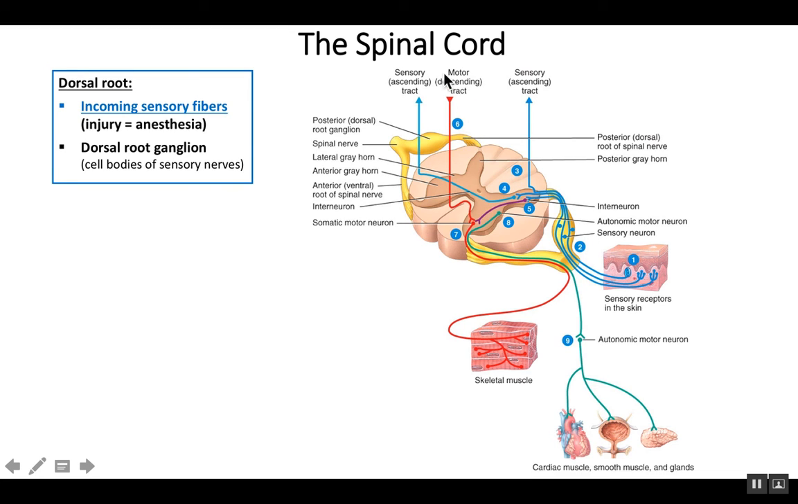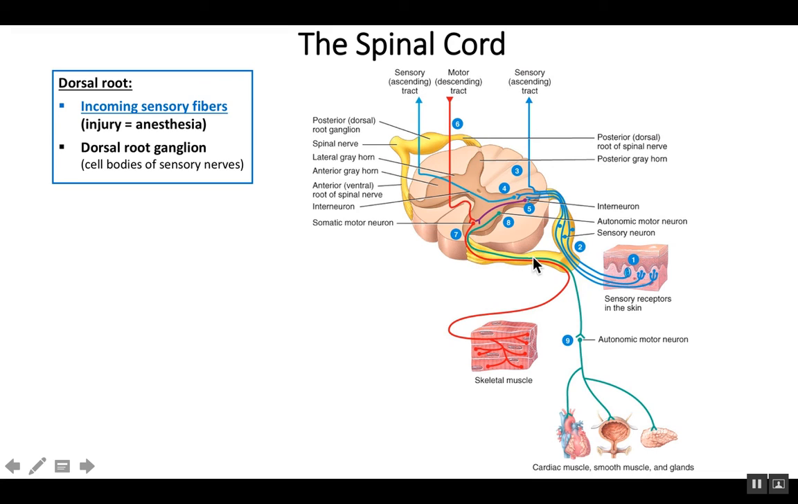The motor impulses, notice we've got in red here, motor neuron impulses coming down from the brain. So maybe that's your cerebral cortex initiating nerve impulses that are going to lead to muscle contraction. So we've got the nerve impulse coming down the white matter, making a synapse with a motor neuron. It says right here this is a somatic motor neuron, so it should eventually end up at a skeletal muscle, and it does. Notice this green one they call an autonomic motor neuron.